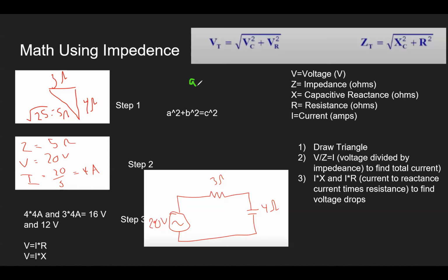Pythagorean's theorem is a squared plus b squared equals c squared. But if you just want to solve for one leg of the triangle, if you have a triangle like this, where you have a squared, b squared, or a not squared.